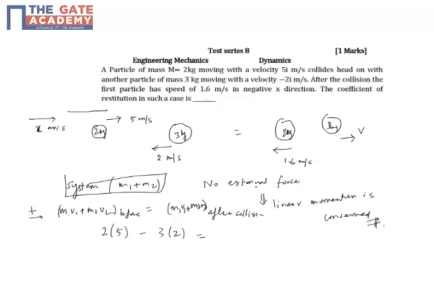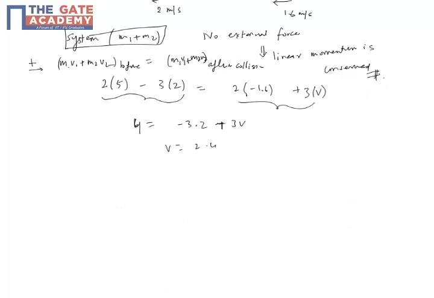And after collision, the 2 kg mass has velocity minus 1.6, so it's towards the left. Now we assume that the 3 kg velocity is towards the right, so 3 into v. So this is before the collision, this is after the collision, and let's find out. 10 minus 6 is 4, which equals minus 3.2 plus 3v. If I calculate, I get 7.2 on the left side, divided by 3, it's 2.4 meters per second, so it's moving towards the right.